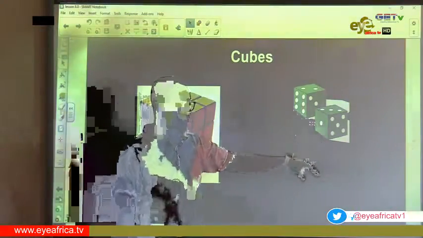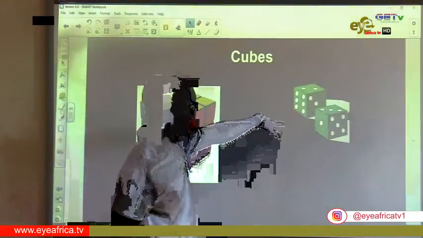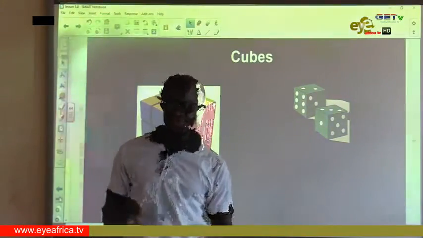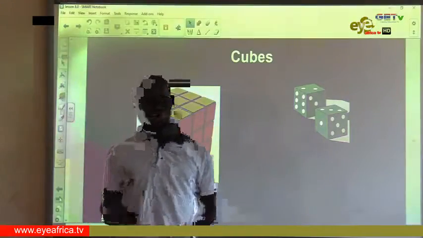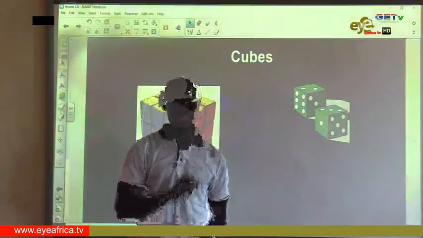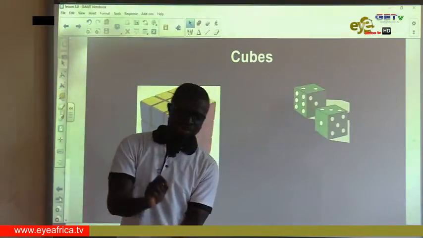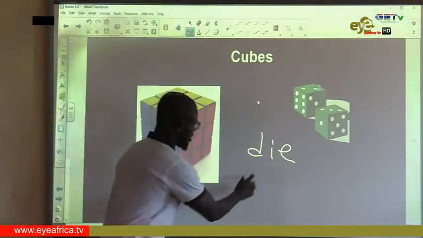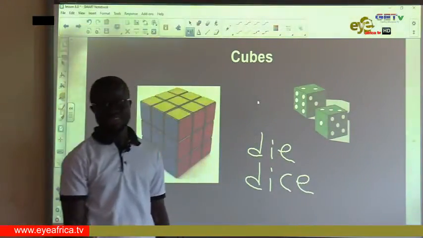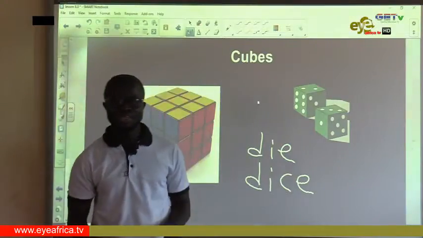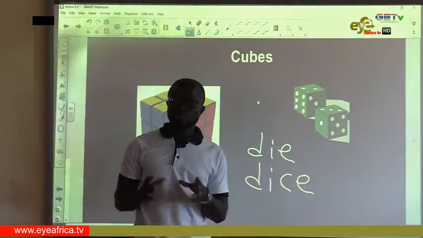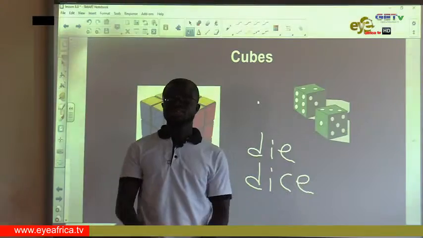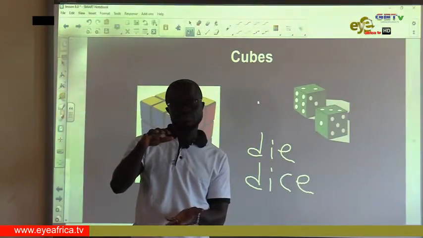Also, we have an object that we use in playing a particular game. As you can see on the screen, we have these two objects with the green color. They resemble an object used in playing a game, and the game is called Ludo. Which object is that? It is normally put in a cylindrical tin and then knocked on the surface of the Ludo board. How do we call that object, please? It is called a die. Plural is dice. So the die or dice look exactly like a cube. Why is the die or dice termed as a cube? It is termed as a cube because it has 6 flat square faces with 8 corners.